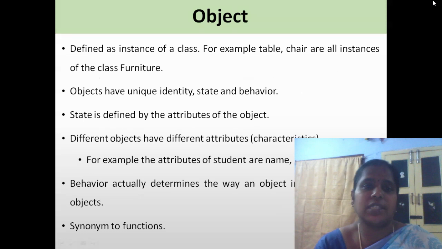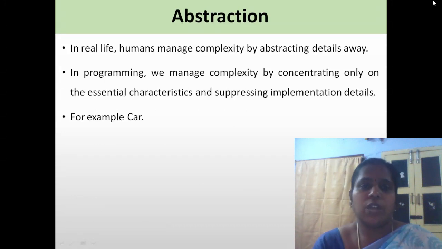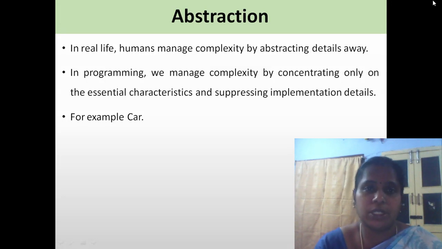An object is defined as an instance of a class. For example, table and chair are all instances of the class furniture. It can be defined by its own state, attribute and behavior, which is similar to functions in procedural languages. Abstraction is another important concept of object oriented programming, which hides the implementation details and concentrates only on the essential characteristics. For example, for a car, I can focus on calculating the speed of a car and mileage of a car rather than counting the number of nuts and bolts used in every spare part of a car.